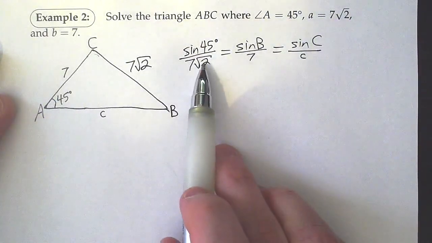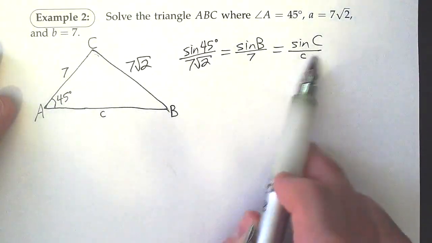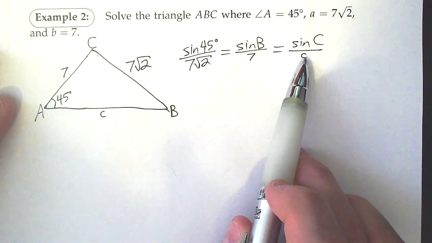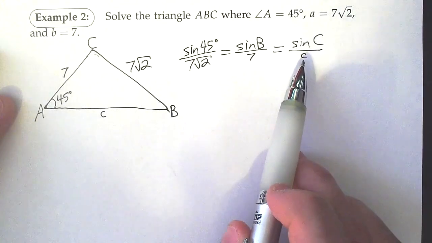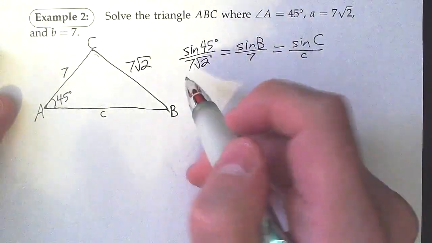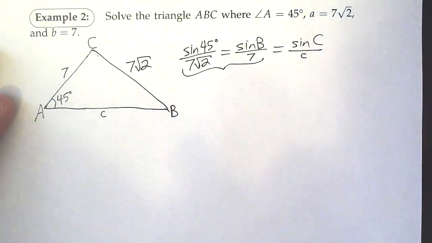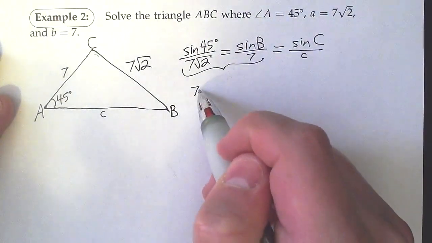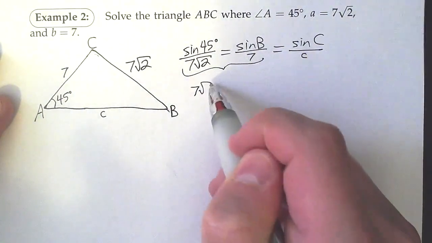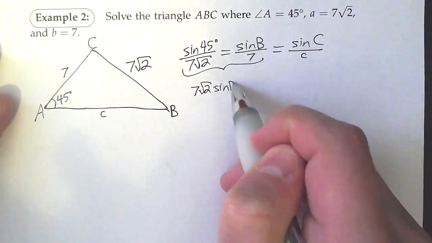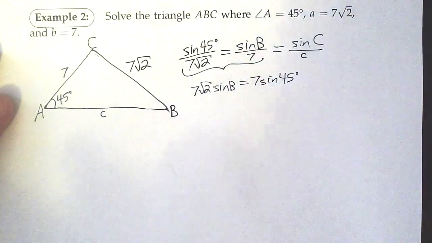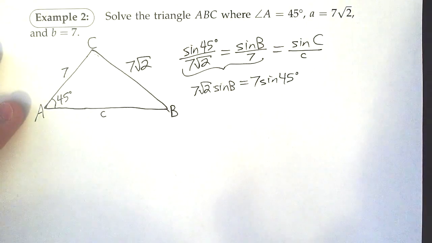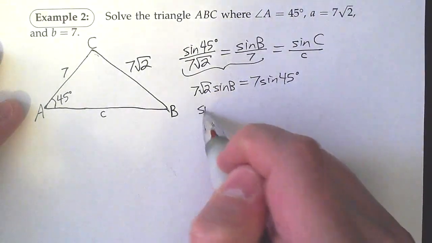Let's see. We want to find the missing pieces. I don't think we can really go after C right now because we don't know lowercase c or uppercase C. I think going after that part would be tough. Let's use the other part of the law of sines and try to find uppercase B. If I cross multiply, it looks like this. Right, that looks good so far. And then solve for sine B.